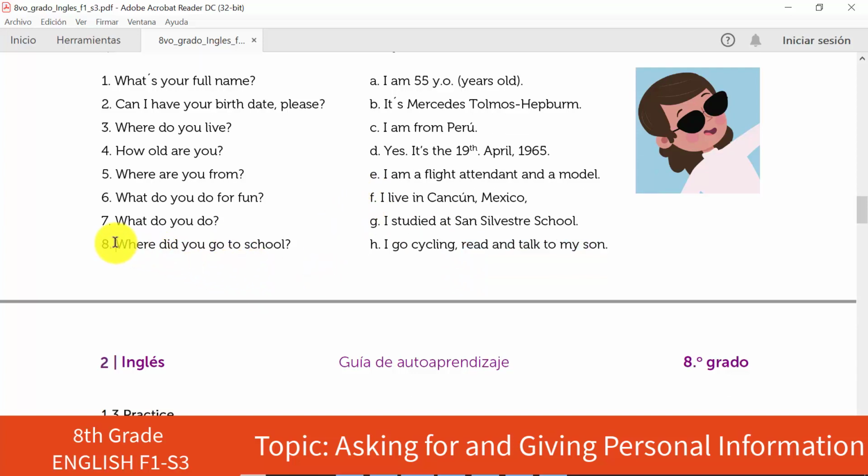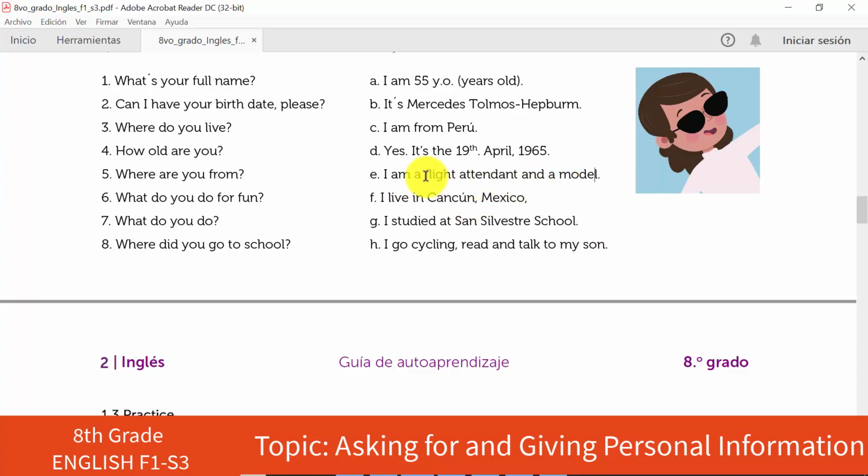Next. I'm sorry, number 7. What do you do? ¿Qué haces para vivir? What is your job? What's your occupation? What do you do? I am a flight attendant and a model.